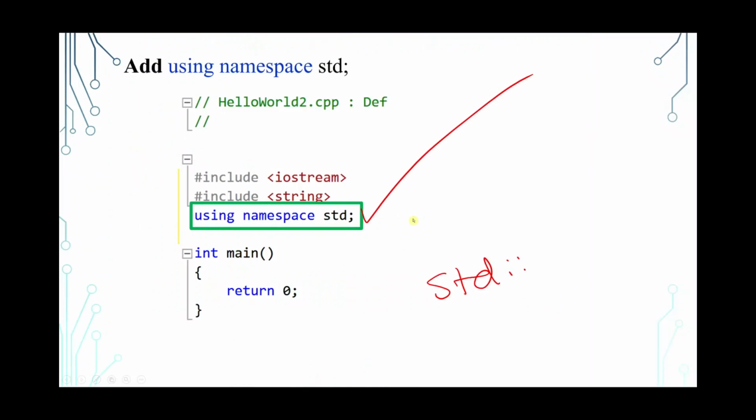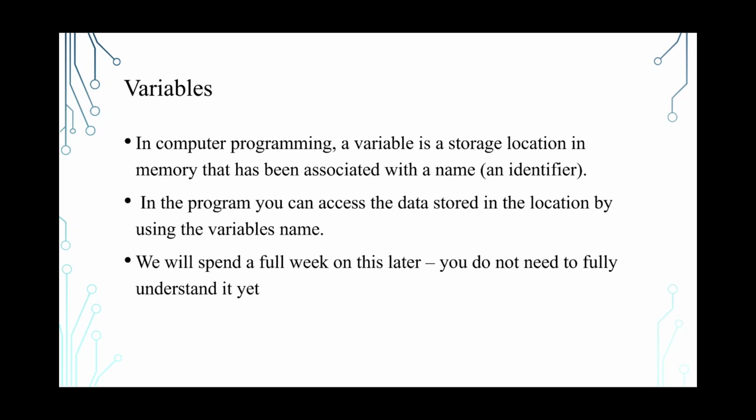Okay, so after you add those, we have to create a variable. Now, in computer programming, a variable is a storage location in memory, or what we call a named memory location.